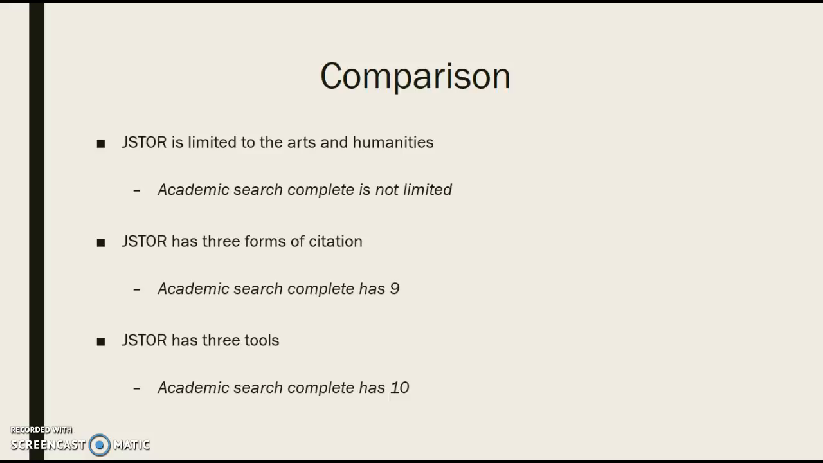On to tools and features. JSTOR has 3 tools. It has the 4th if you count more information about the journal. I don't count that as a tool because it just gives you more information. It does not store the article or any of that. And Academic Search Complete has 10. And when I say 10, I mean you could cite, share, all of that good stuff under Academic Search Complete.